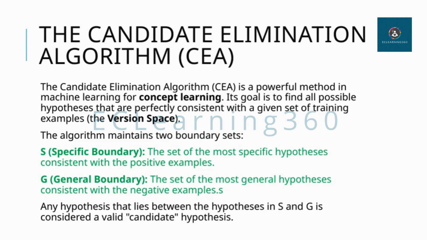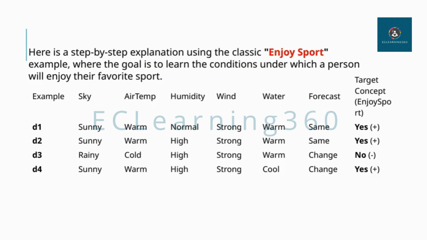So let's get started. Let's walk through a step-by-step explanation using the classic enjoy sport example. The goal here is to understand the conditions under which a person is likely to enjoy their favorite sport. On this slide, you'll see a table with a few different examples.